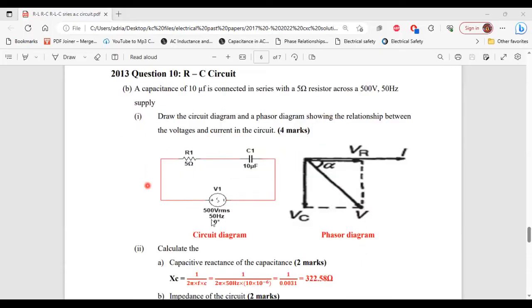Here is the circuit diagram. So we have the resistor 5 ohm in series with the capacitor of 10 microfarad across a 500 volt 50 hertz supply. And here is the phasor diagram. All right, so that's it for part 1 of B.